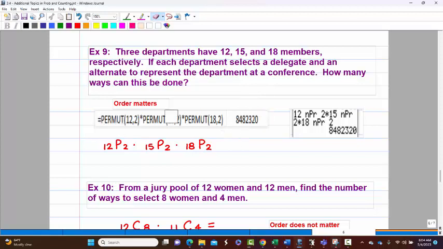So it'd be permute 12, 2 from the first group, times permute 15, 2 from the second, times permute 18, 2, and you get this 8 million something number here. And there it is in the calculator, all multiplied together in one step. So 12 permutation 2, 15 permute 2, 18 permutation 2. Then there it is written out, and there you go.